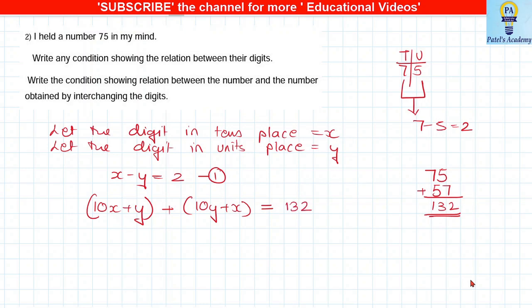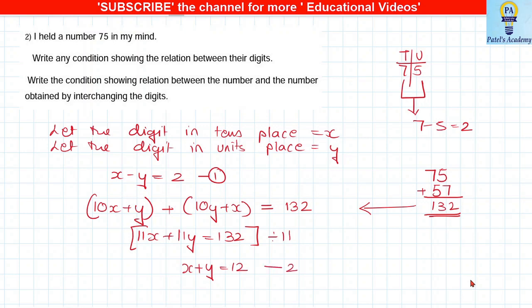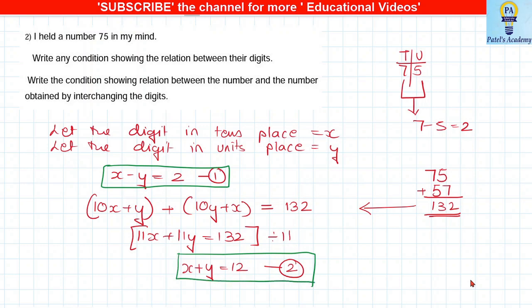Means here they have already given you the number. From the number you have to form the equation. So yes, this 132 will come here. Understand that. So what I get is 11x plus 11y equals to 132. I reduce by 11. So what I get over here is x plus y equals to 12. So this is the second equation, and this is what we have to find out. The first equation and the second equation.